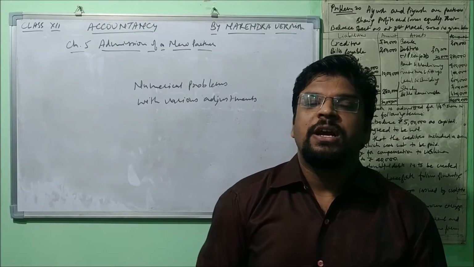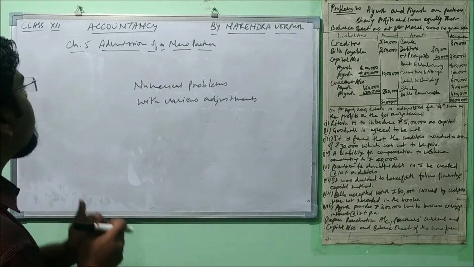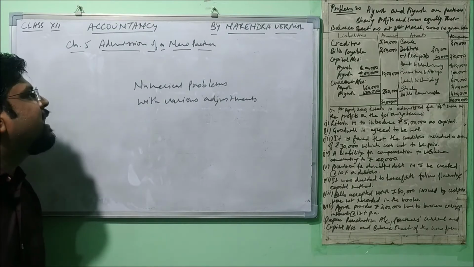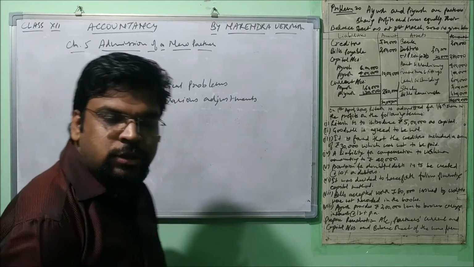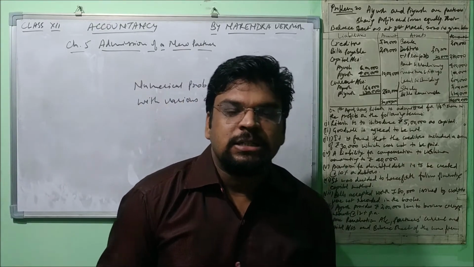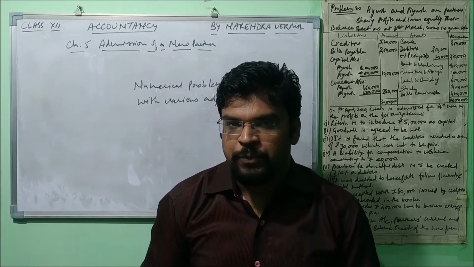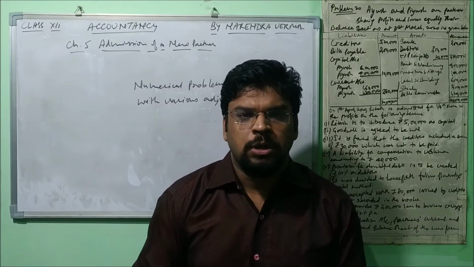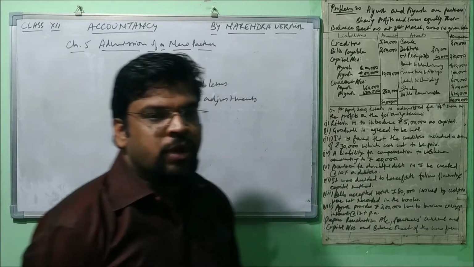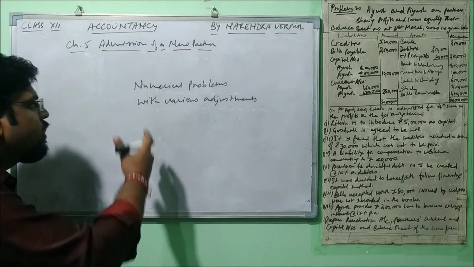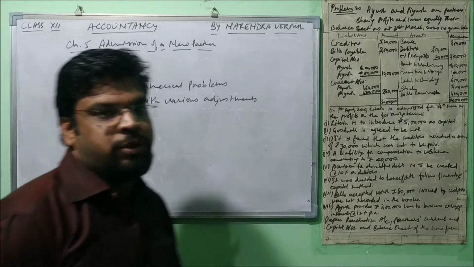As you know very well, in accountancy for class 12 CBSE syllabus, we have been dealing with chapter number 5, that is admission of a new partner. In the previous videos, I discussed solutions of various numerical problems related to the same. Full-fledged numerical problems. The series is still going on. So in the same series, today we are going to discuss numerical problems with various adjustments.